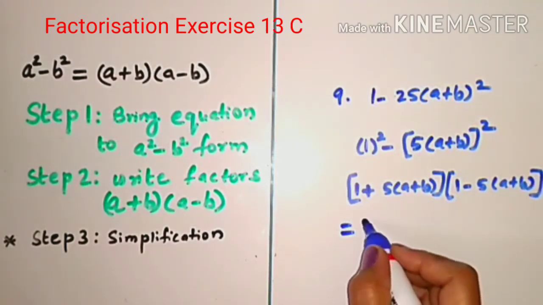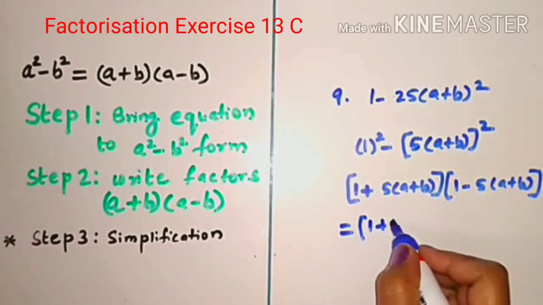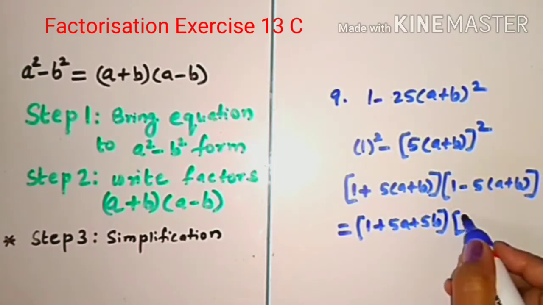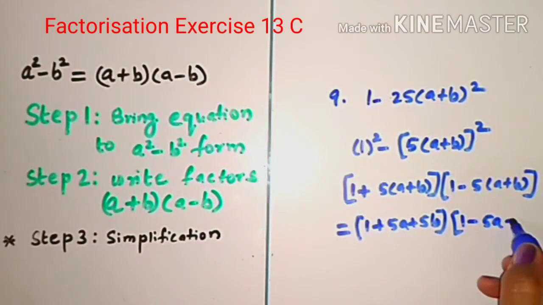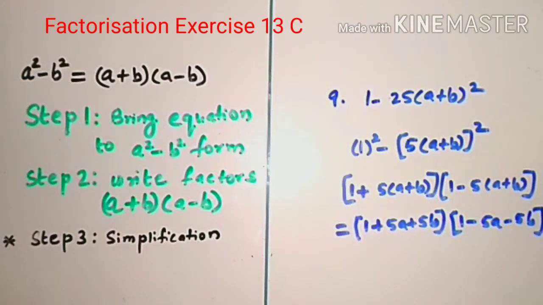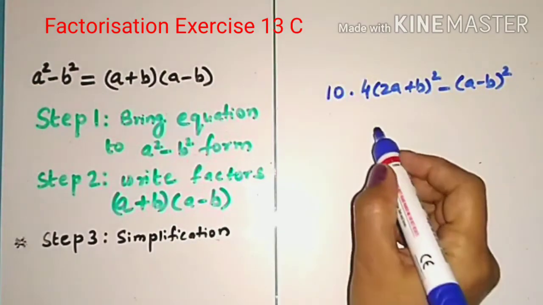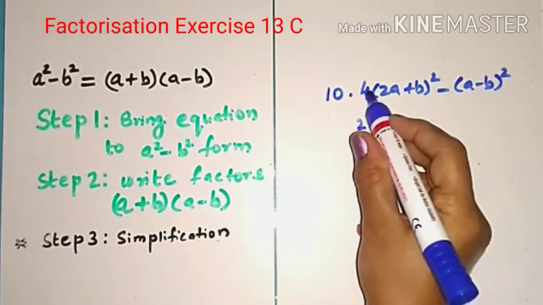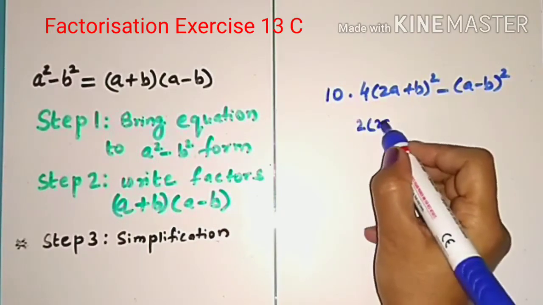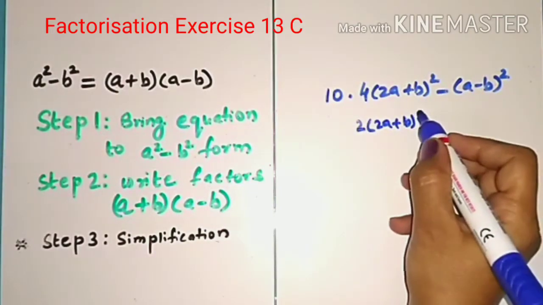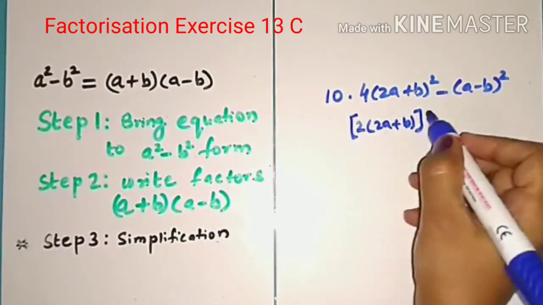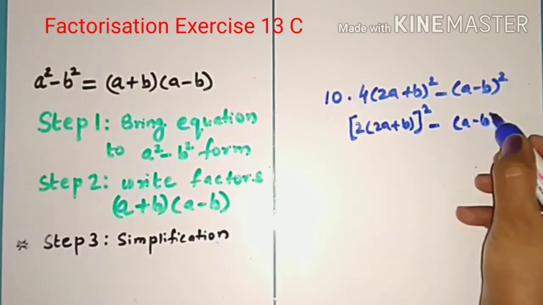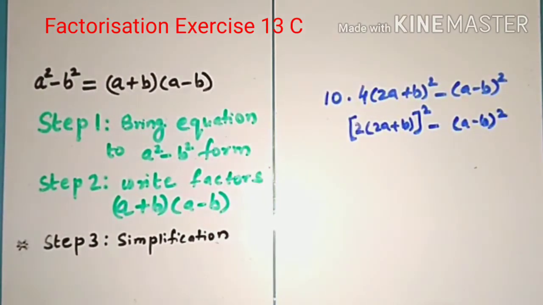We'll simplify it further. 1 plus 5a plus 5b, 1 minus 5a minus 5b. In sum, we will first write it in a square minus b square form. So this 4 has to be written as (2a plus b) whole raised to square. So this became our a square minus this will remain same. Now we have to write factors.